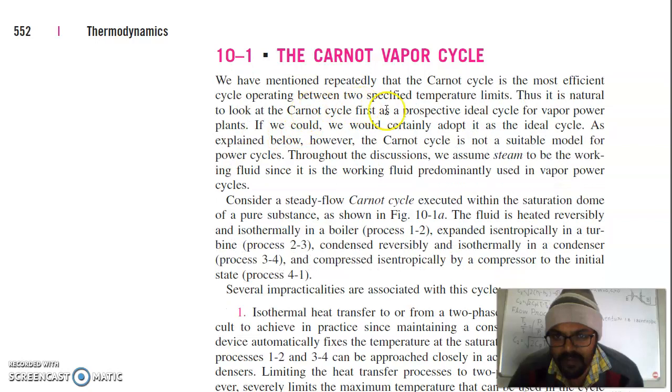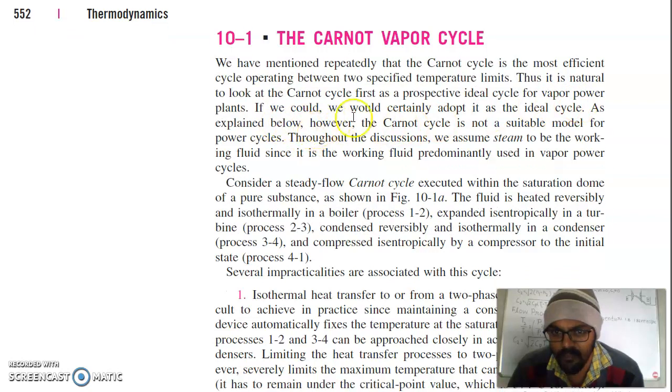So we have mentioned repeatedly that Carnot is the most efficient cycle operating between two specified temperature limits. Thus, it is natural to look at the Carnot cycle first as the perfectly ideal cycle for vapor power plants. If we could, we would certainly adopt it as the ideal cycle, as explained below. However, the Carnot cycle is not a suitable model for power cycles.